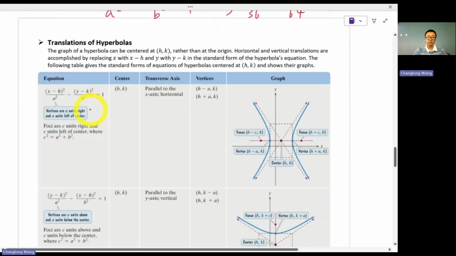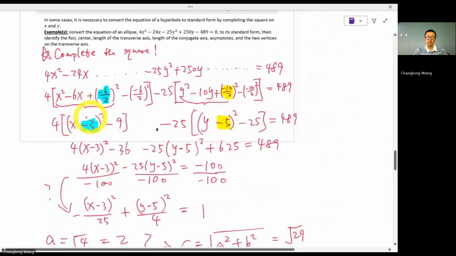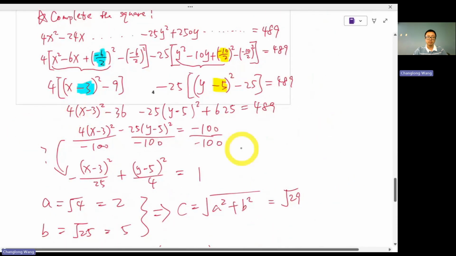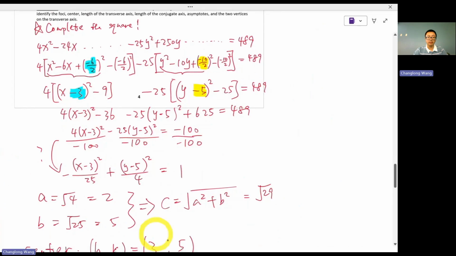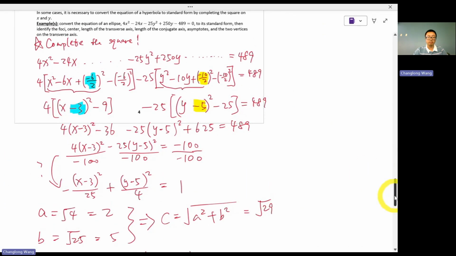Anyway, so again, let me leave the screen like that for just a brief moment. So again, any questions so far about the hyperbola? Okay, because the quiz on Monday will be about 10.1 and 10.2. So ellipse and hyperbola.